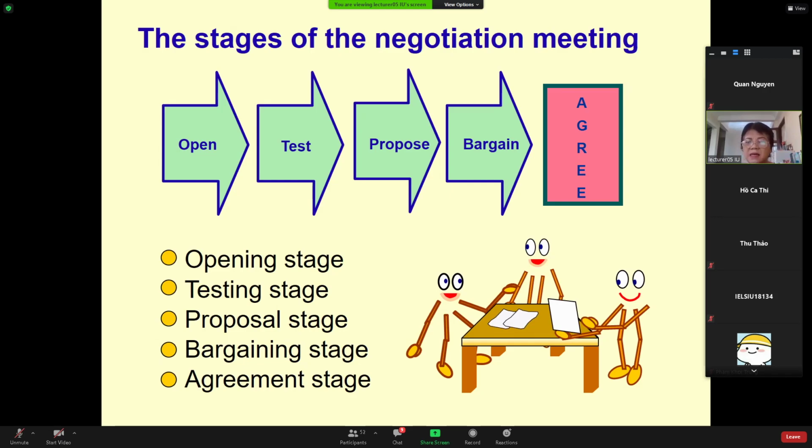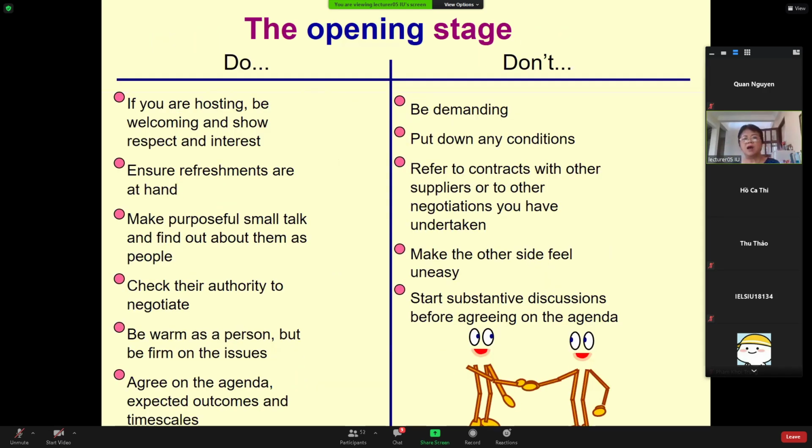We start with how we test the understanding from both sides, how to propose your proposal, and then get the counter proposal from the other side, how you can bargain to get the best deal at the end, and what the agreement stage is. Okay. Then you can compare the opening stage. This gives you some guidelines on what you should do and what you shouldn't do in order to come to a good negotiation meeting.